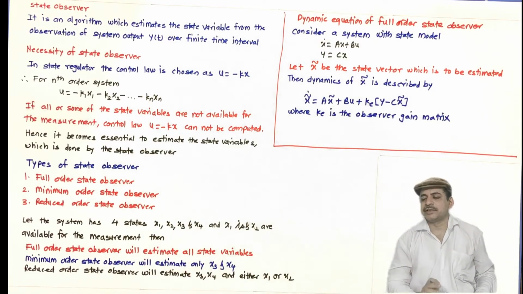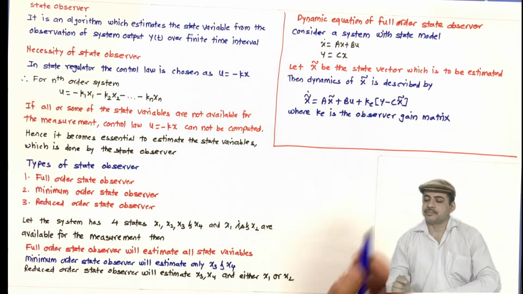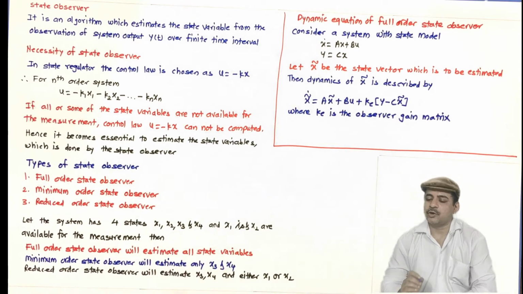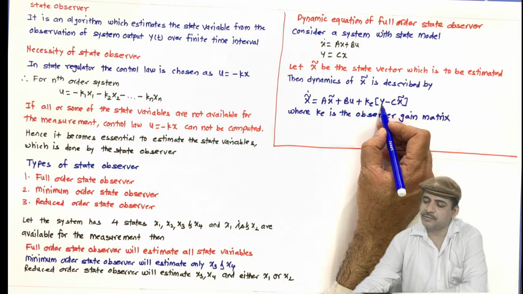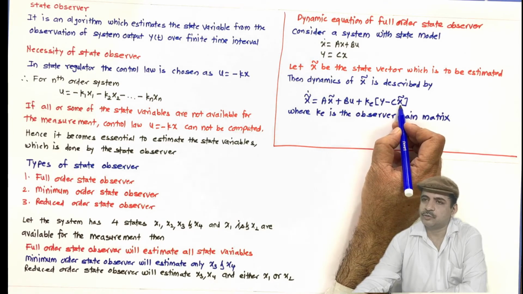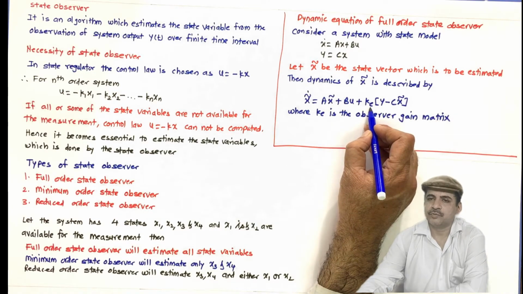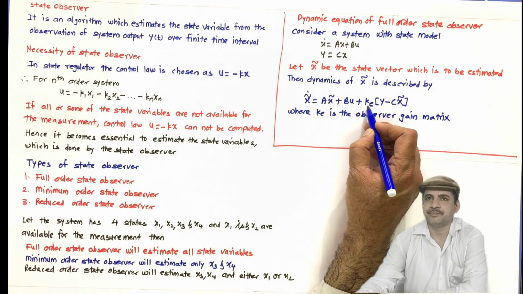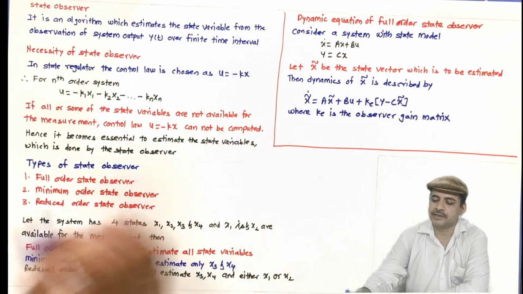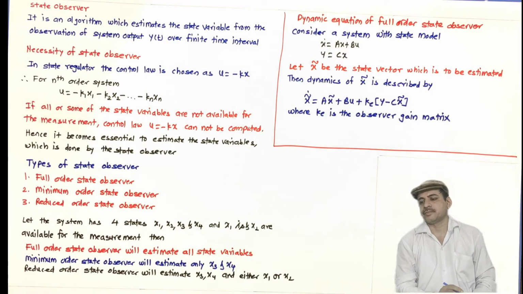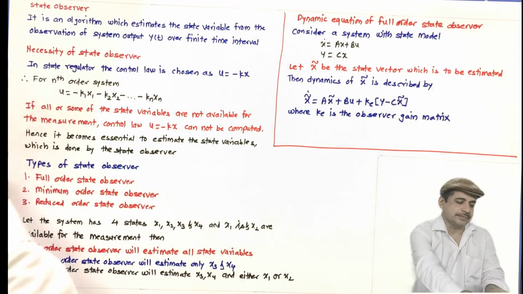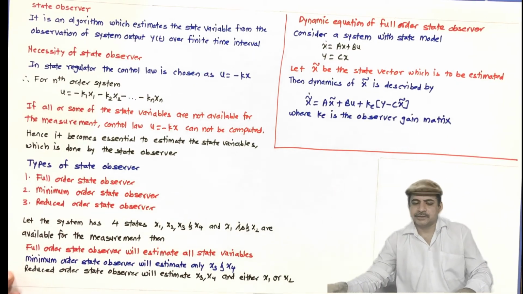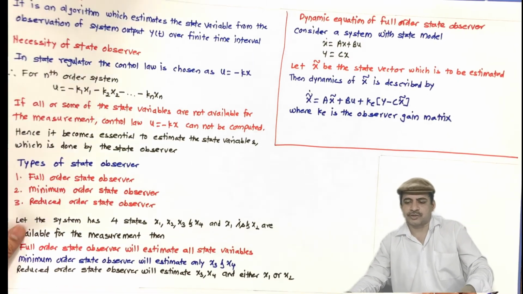So, this is the dynamic equation of the state observer, and y is the system output. So, what is done? The comparison is done between y and c into estimated state, and this difference is amplified with the observer gain matrix ke, and it is accommodated in the equation of x tilde dot. So, solution of this equation is the observed state. Now, let us represent this using a block schematic.